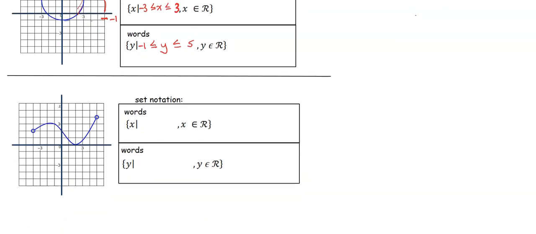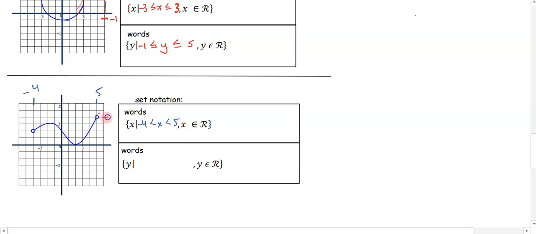So my domain here would go from -4 all the way to 1, 2, 3, 4, 5. It would go from -4 to 5, but since it's open dots, it would not include it. So it would go from -4 to 5. X would be greater than -4 and at the same time less than 5.